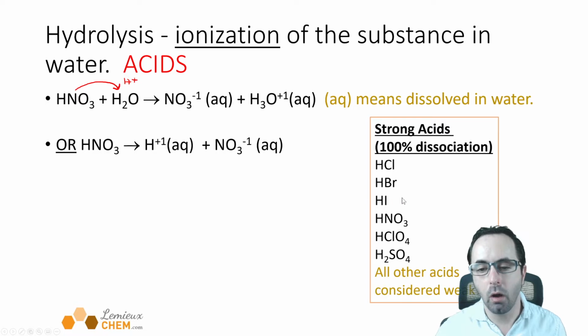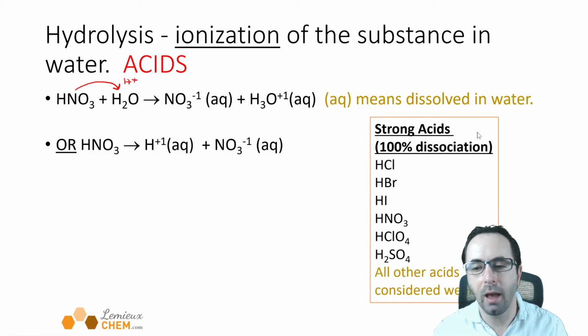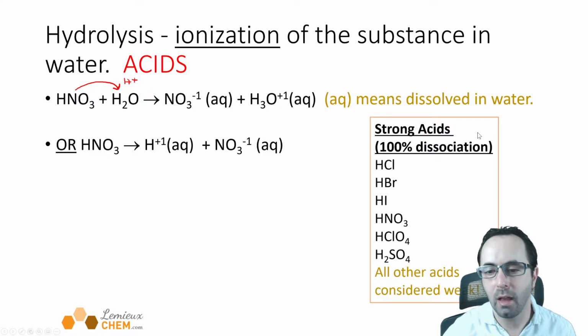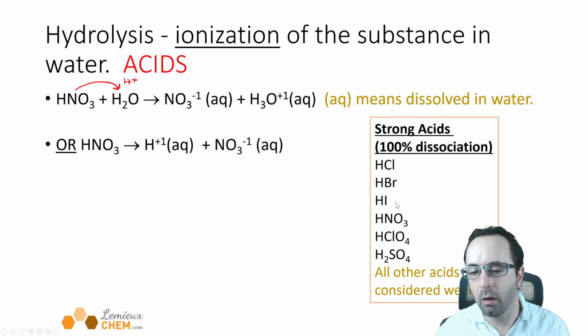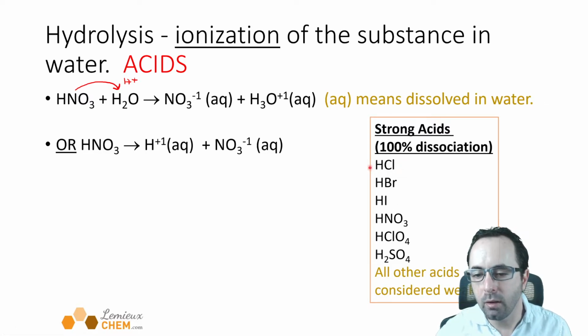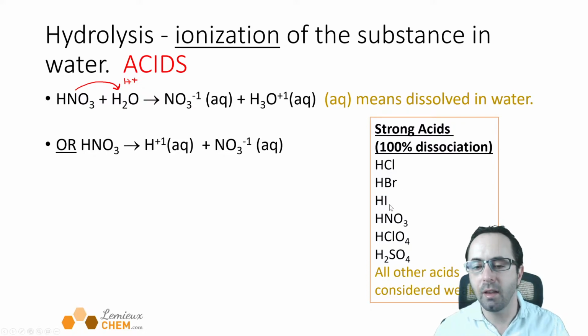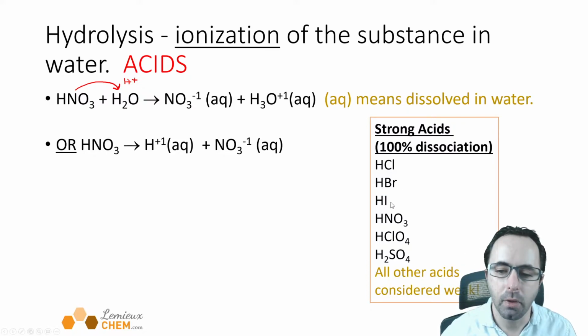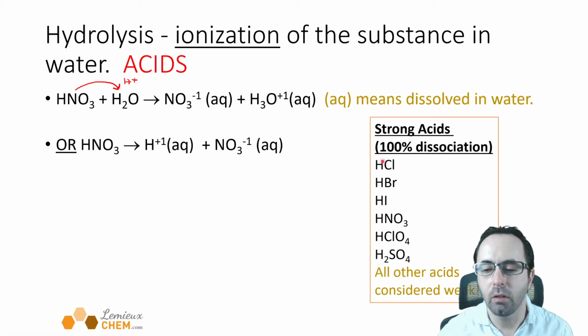There are 6 strong acids that you want to know. I have put them in a box here. You want to make sure to have these in your notes for the final exam. What are the strong acids? They include HCl, HBr, and HI. And one way of remembering this is that chlorine, bromine, and iodine are all in group 7 of the periodic table. And so these acids are all strong acids.